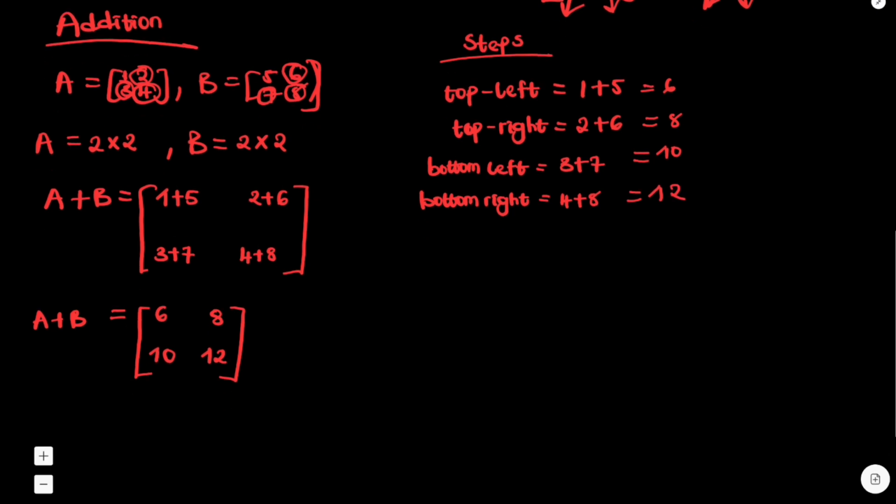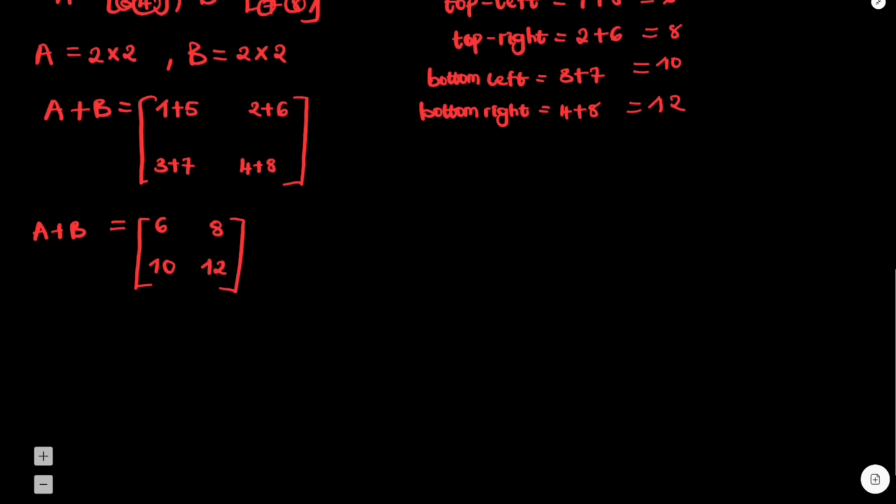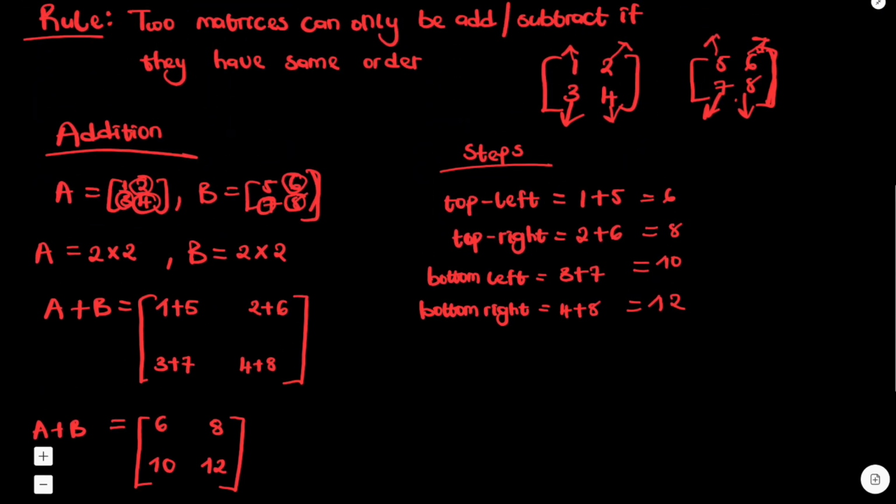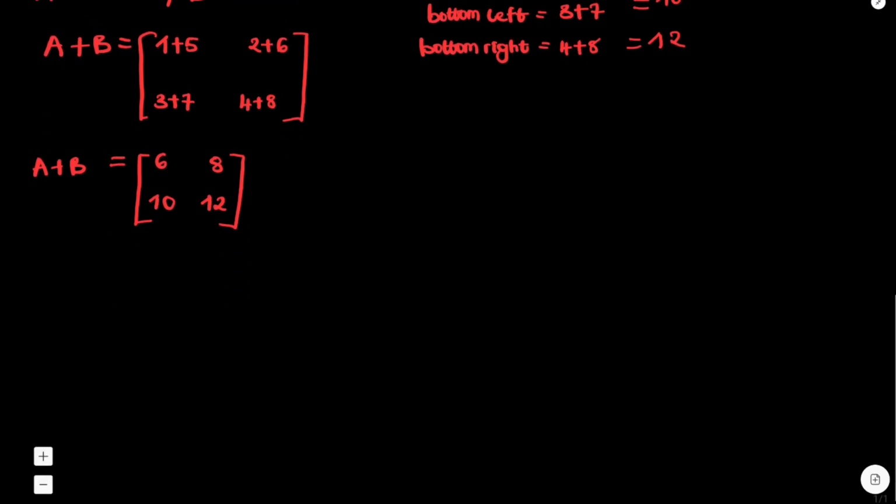But remember, we will not always have a square matrix. That is a 2 by 2 matrix; we will not always have that. We can have different orders of matrices to add, but it is just the same steps. Okay.